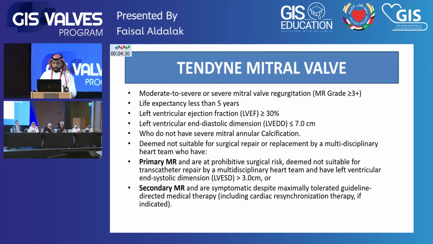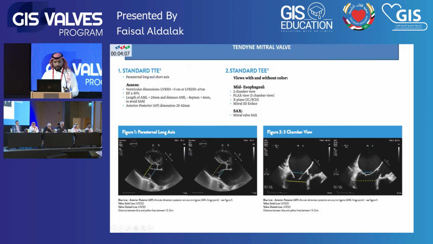Just a touch based on the tendyne, just looking at the selection of patients, the ejection fraction is preferably more than 30%, and also, again, the LV, if it is dilated more than 7, then these are patients you would like to avoid, and these patients are really not doing very well after the interventions. A few measurements, I wouldn't go through them.